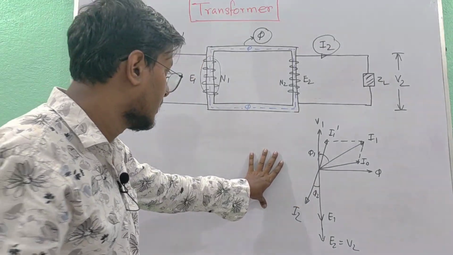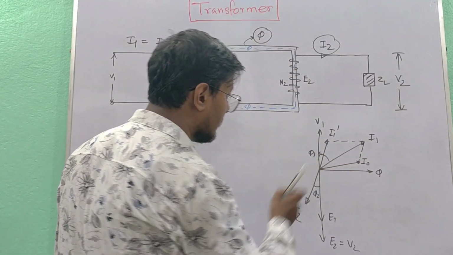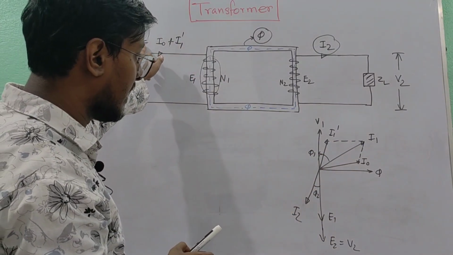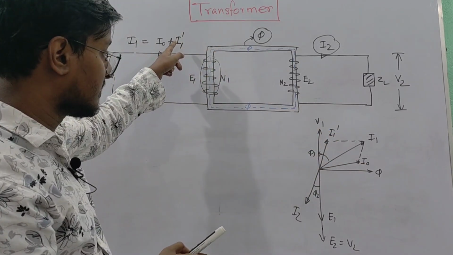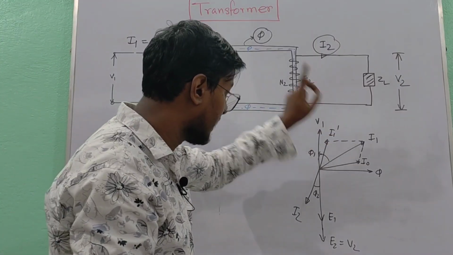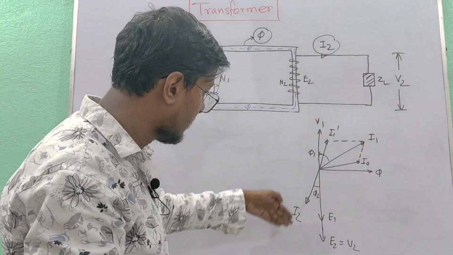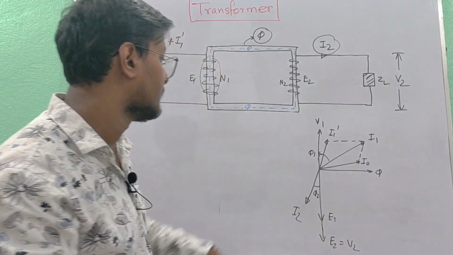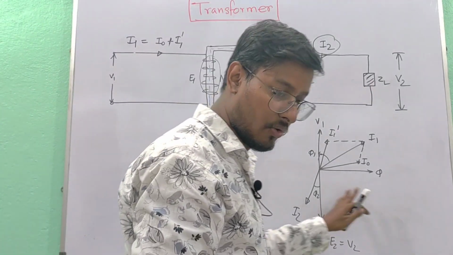Considering ideal transformer, this is I0, no load current. This is I1. I1 has to supply I1 dash plus I0, as I have said. I1 has to supply primary current: I0, no load current, plus counterbalancing current of secondary, that is I1 dash. So this I1 dash and I2 will be in exactly phase opposition. That's why it is I1 dash, it is I2. Correct. So this is the vector diagram of transformer on load.